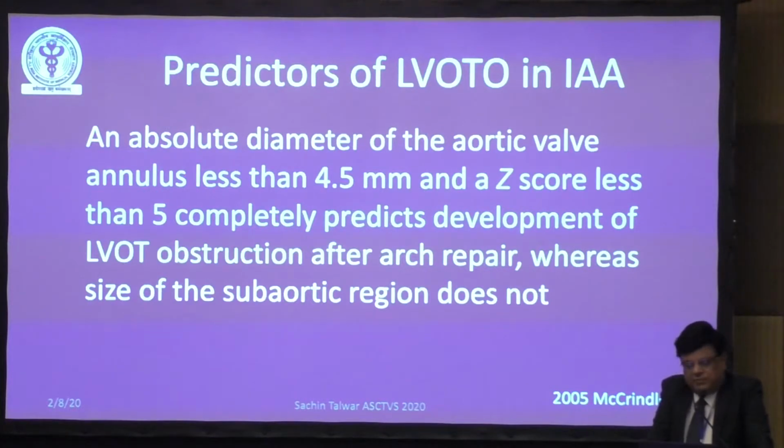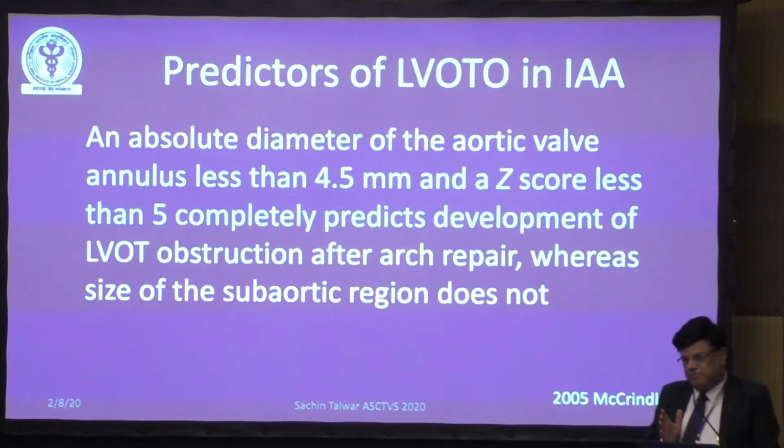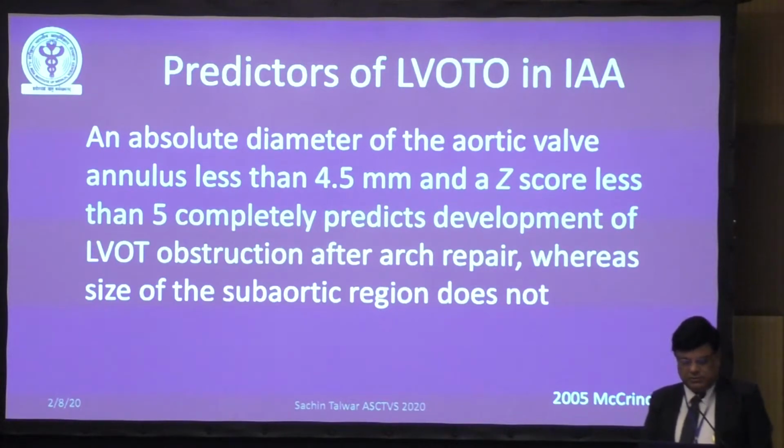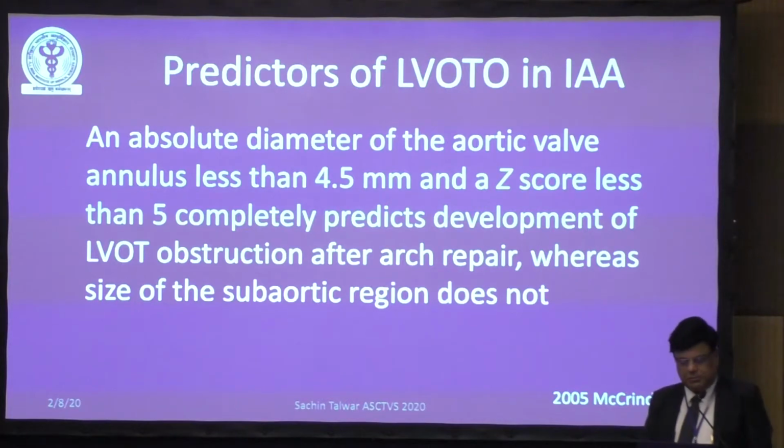Now, what are the predictors of LVOTO? An absolute diameter of the aortic valve annulus less than 4.5 millimeters and a Z-score less than -5 completely predicts the development of LVOT obstruction. So if you have a Z-score of -3, you may get an interrupted arch, but if it is less than -5, definitely you're going to get a subaortic obstruction, depending on whether the size of the aortic annulus is narrow or not.